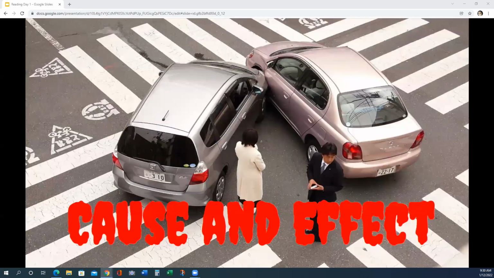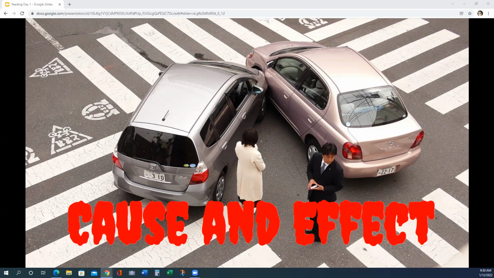Okay, let's talk a little bit about cause and effect. If you look at this picture, because the driver of the car ran the stop sign, he hit my van. What is the cause in this sentence? Okay, so the cause of what's going on in this picture is that he ran a stop sign. That's the cause. What is the effect? The effect was he hit my van.